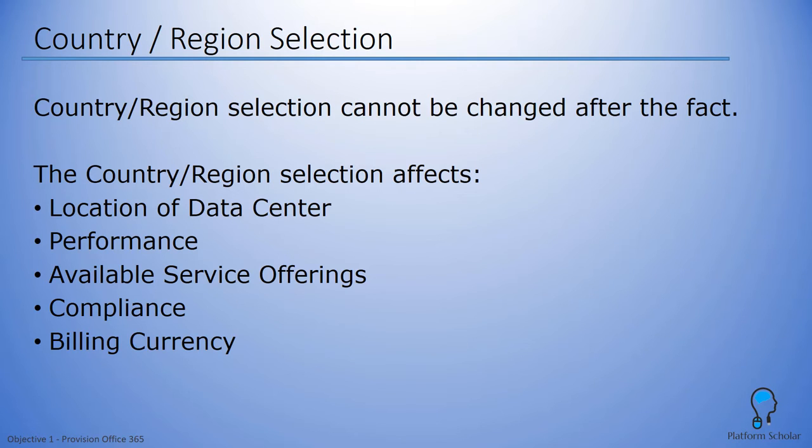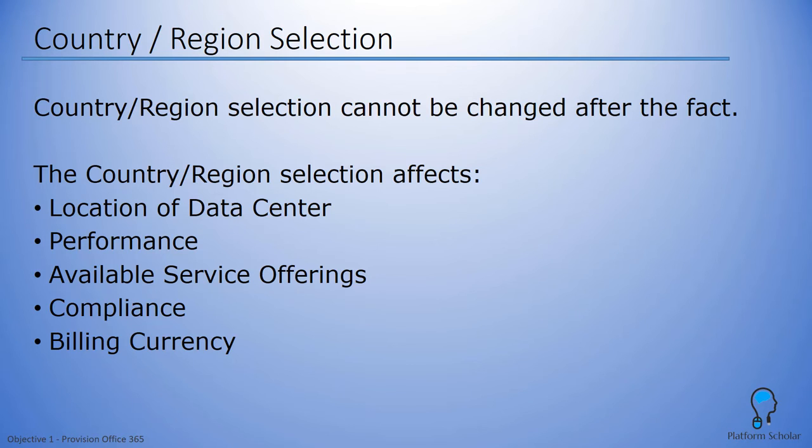Picking the correct country or region is important. You cannot change this once the tenant is created. This is because it affects what data center is selected to host the Office 365 services. Since it cannot be changed, you want to make sure you select the correct country or region because it will also affect a few things such as the performance of your Office 365 environment, mostly because you will have a better experience by picking a data center that's closer to you.